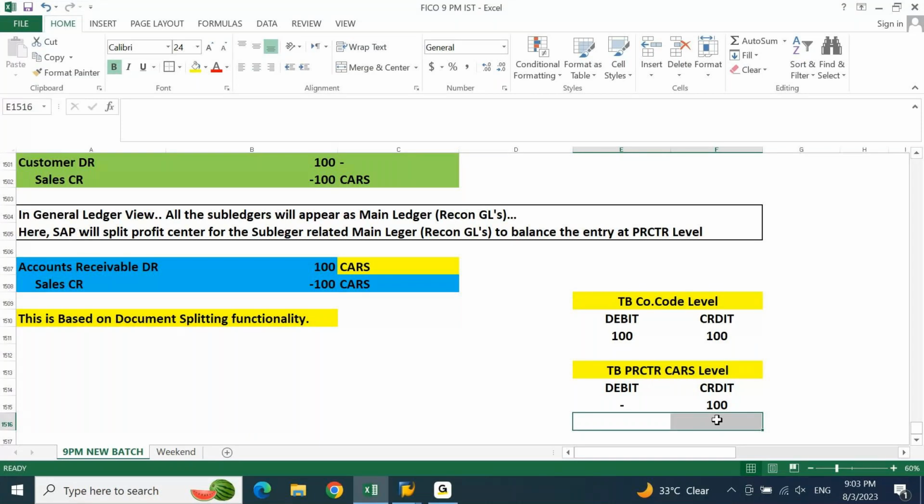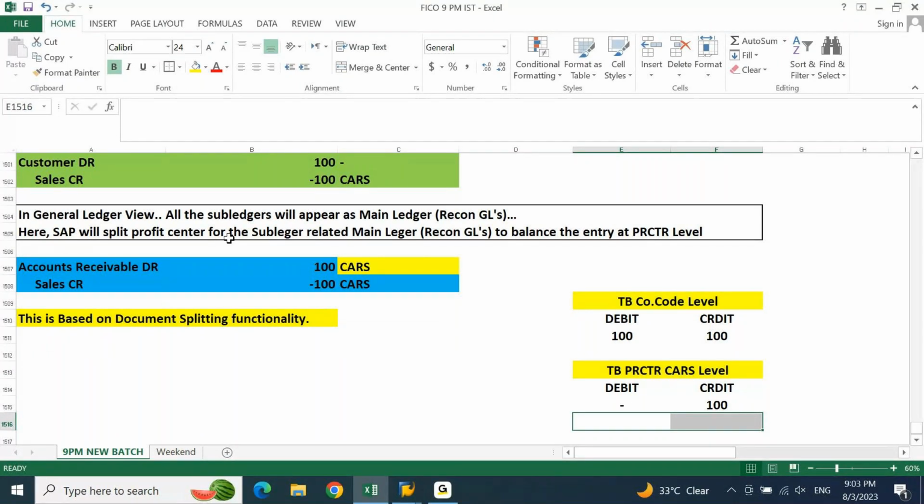No, sir. If your TB is not matching, it is not possible for us to prepare the financial statement. But this is not valid. Nobody will say that I am fine with it. So what will the system do? It will split the entry.